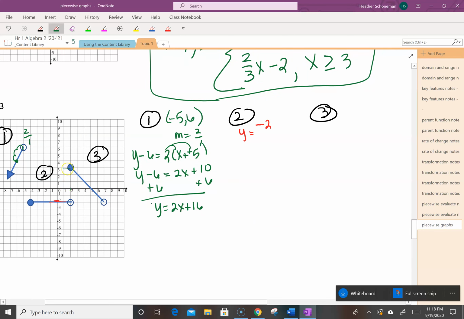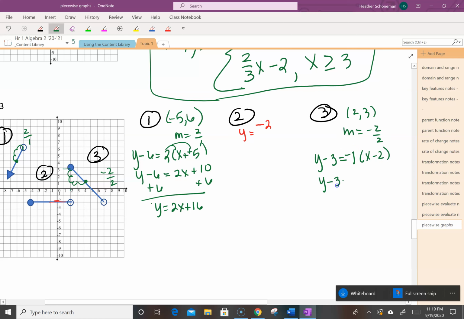My third one. Well, I need a point. So I got 2, 3. Now I need a slope. There's intersections. I go down 1, 2, over 1, 2. So down 2 and over 2. So now I can put it in point slope form. So I have y minus y1, which is 3, equals my slope. Negative 2 over 2 is just negative 1, times x minus 2.